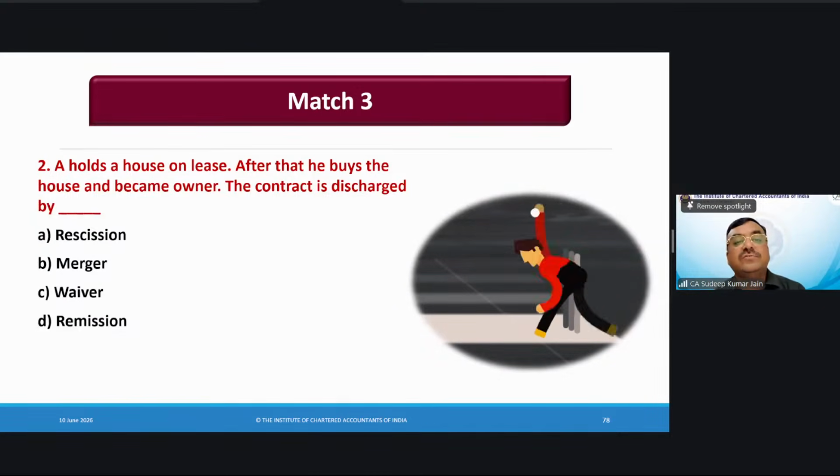A holds a house on lease. After he buys the house and becomes the owner, the contract is discharged by rescission, merger, waiver, or remission.